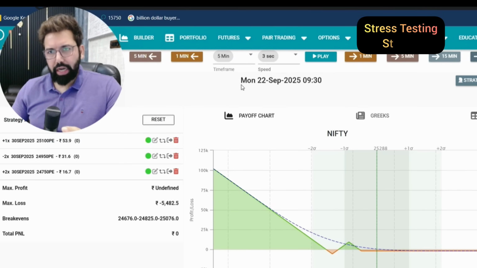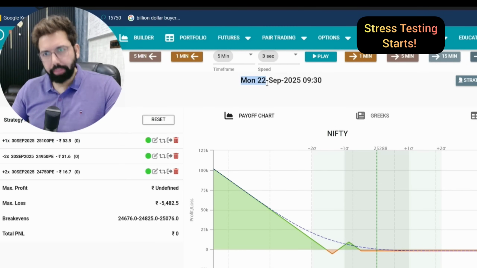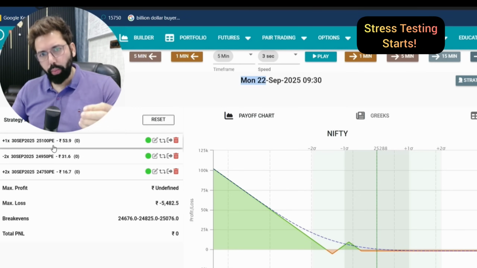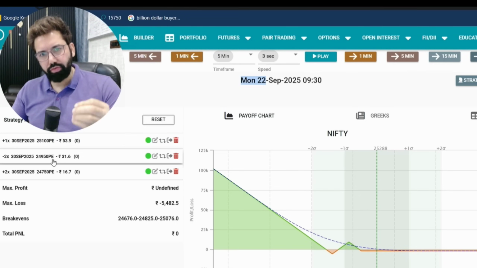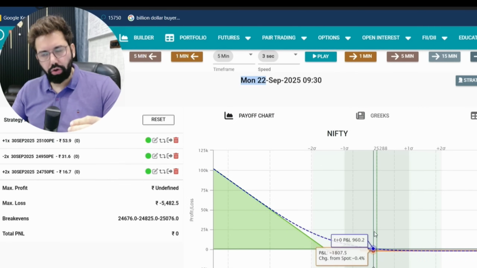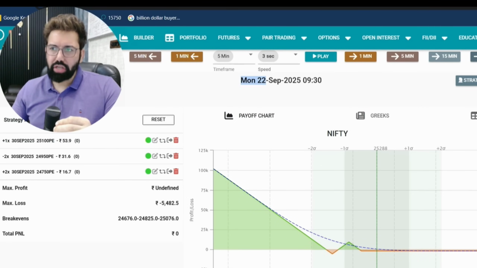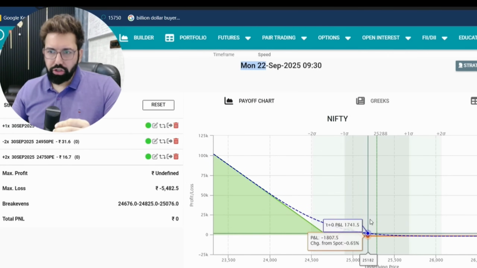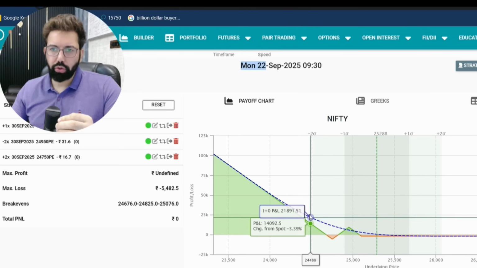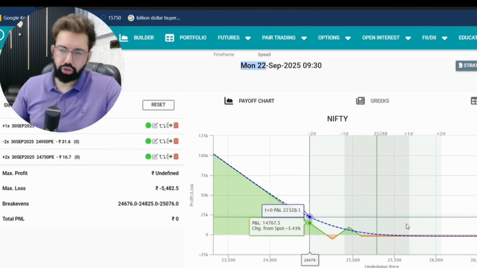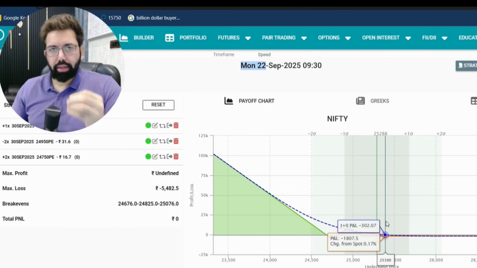As you can see right now, it is Monday 22 September, and we have loaded the next weekly series. Of course, we have started with longing a put option, then we shorted two, and then we long two, and we do something like this. This is how it turns out to be, where we are expecting the market to go bearish, so we make something like this. Also, we are prepared if the market goes up, then what do we expect?